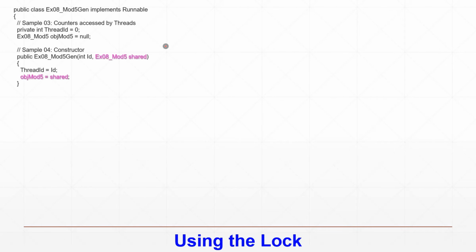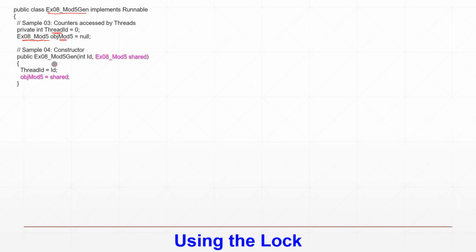Now let's see using the lock. ex08 mod5 gen implements Runnable. Since it's a Runnable, we have a thread ID. By default we are giving it as 0, and obj mod 5 we are setting as null. This is an instance of our shared resource which we created previously, that contains a ReentrantLock as a data member.